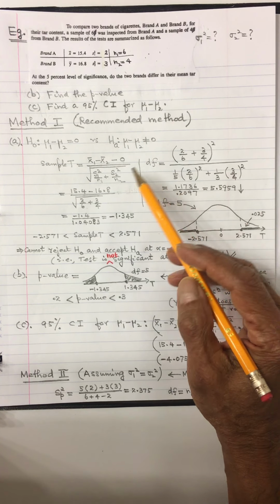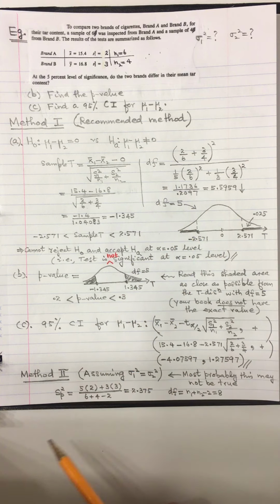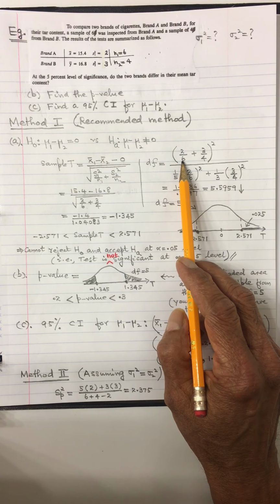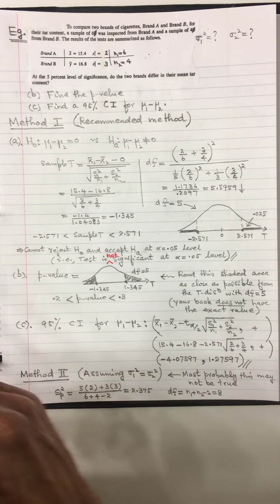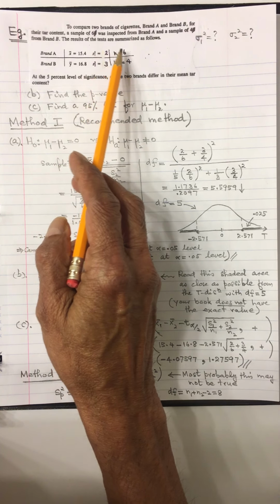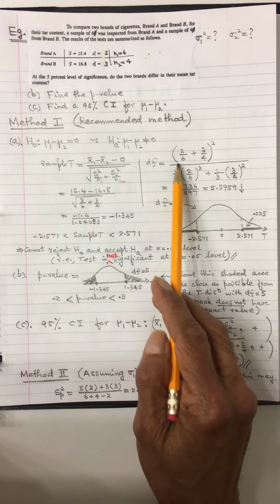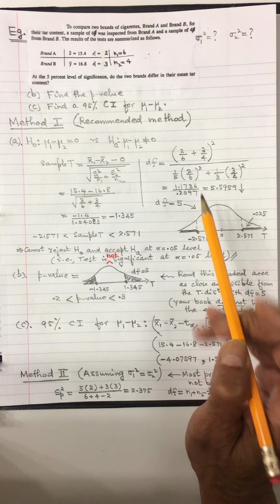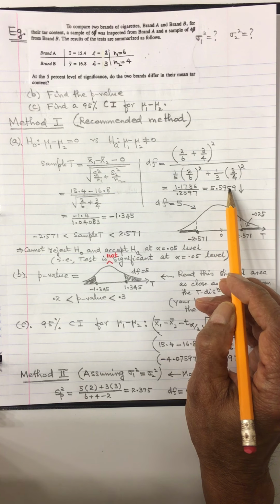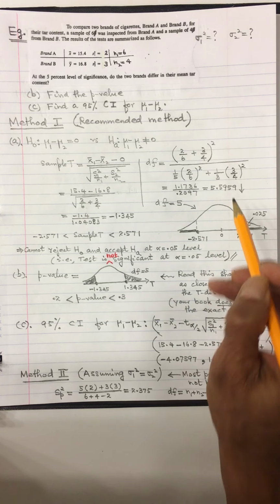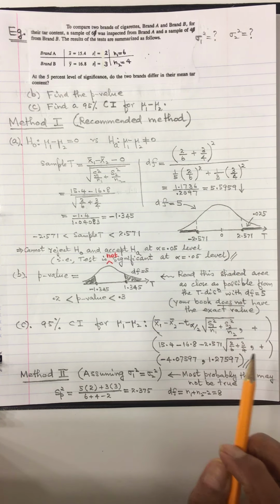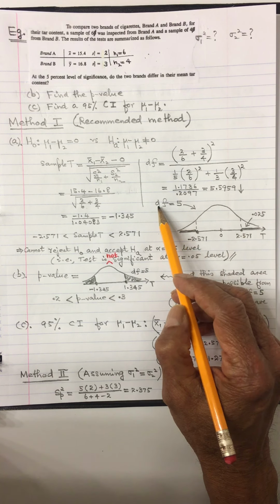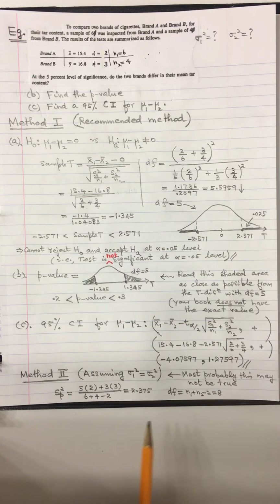The degrees of freedom coming from that approximate formula: use exactly that formula and put those values into it. When you simplify it, it is going to be 5.5959. You need to round it down rather than round it up. So when you round it down, this is going to be 5. So the degrees of freedom is going to be 5.